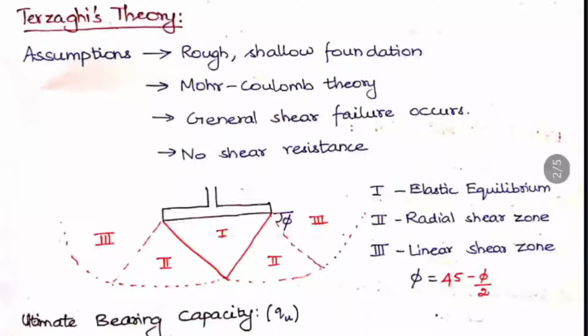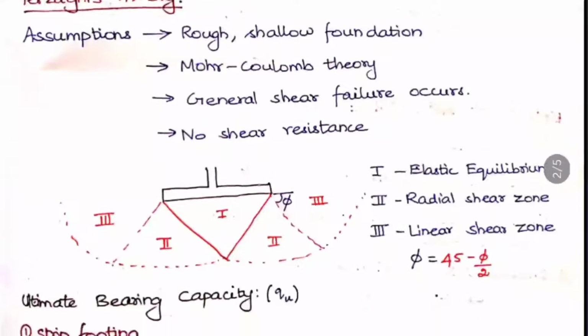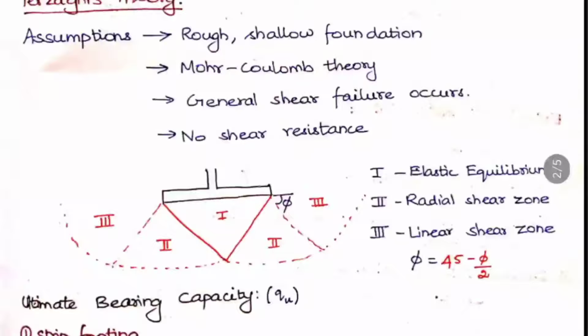Now let us see about Terzaghi's theory. There are some basic assumptions. The foundation is a rough and shallow foundation and it is based on the Mohr-Coulomb theory, and he assumed that only general shear failure occurs there and no shear resistance is present. If this is the foundation, the bottom soil is split into three zones. The first zone is the elastic equilibrium zone, then the radial shear zone, and the third zone is the linear shear zone. In the linear shear zone, the zone is separated at a failure plane of 45 degrees minus phi by 2. So these are the zones of the soil under the foundation.